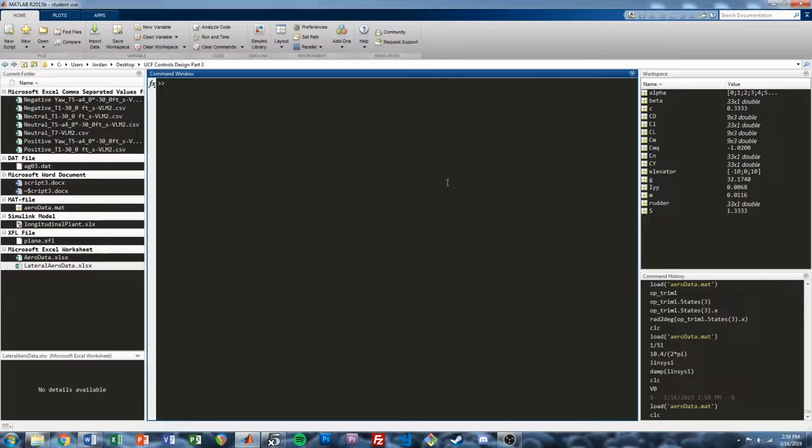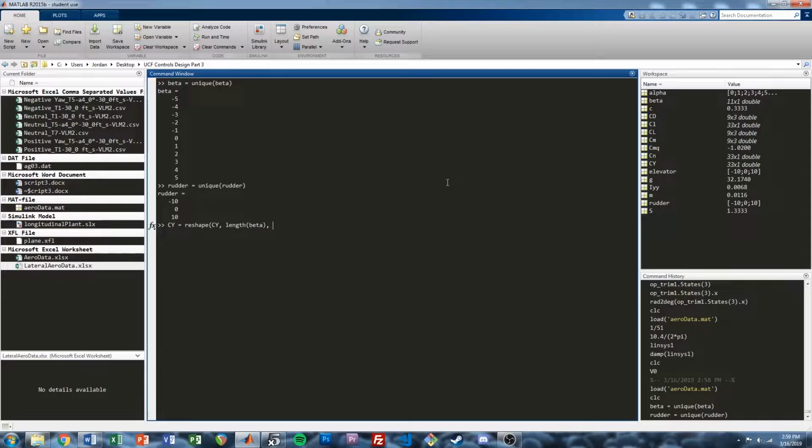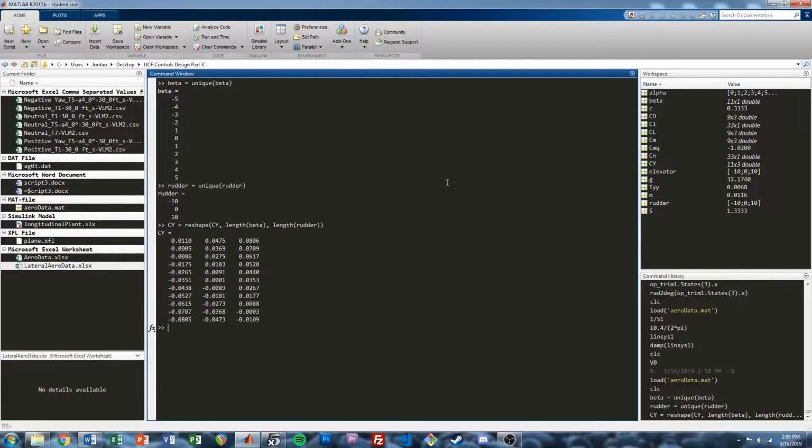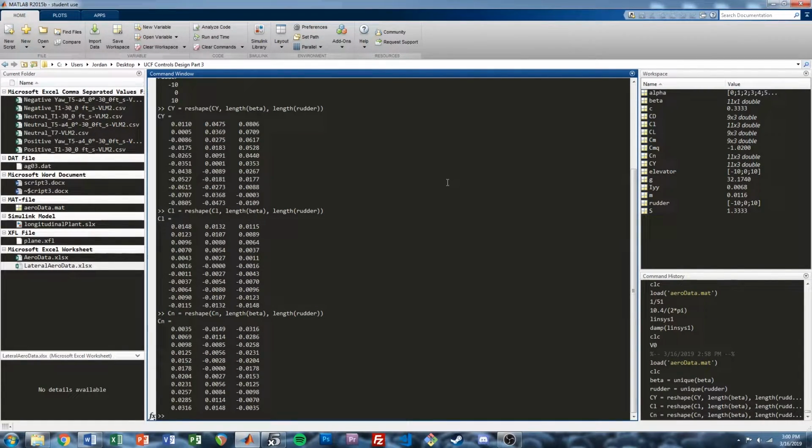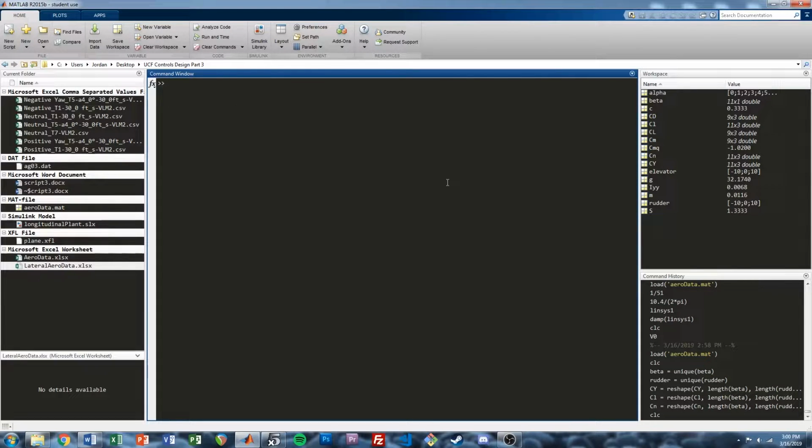So then, similar to what we did last time, I know beta, I'm just going to grab the unique elements there. Same thing for rudder. And then we're going to reshape. So beta is changing fastest, so CY is going to be reshaped, CY length beta, length rudder. And then same thing for C little l and CN. So now let's plot all of these. So I'm going to plot beta and CY.